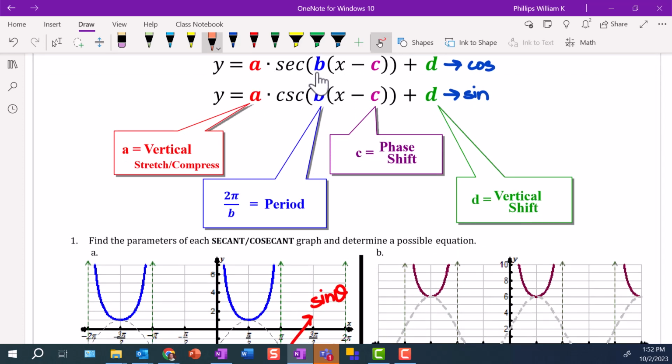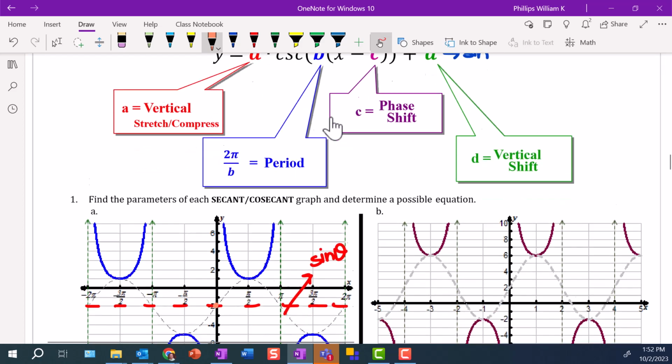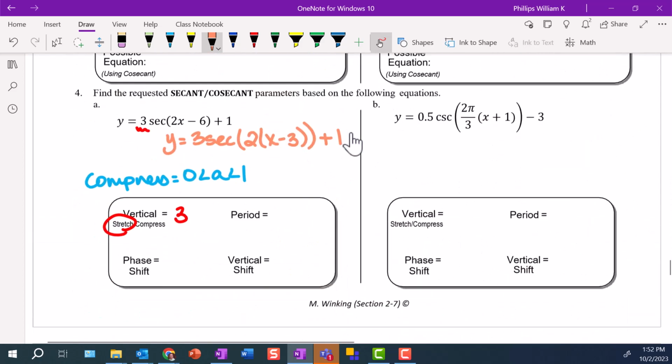I always tell my students, we want those 2 parentheses. We want the frequency. We want the phase shift. We want the vertical shift. We want A. We want to see all 4 numbers. So if I come back to my example here, now we're back to seeing all 4 numbers. So there's my stretch. The period is 2 pi over the frequency. So this is 2 pi over 2, or just pi.